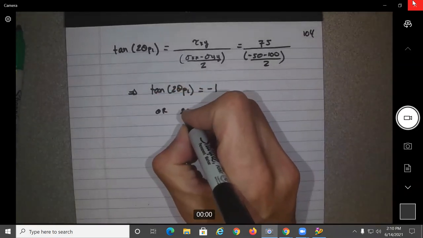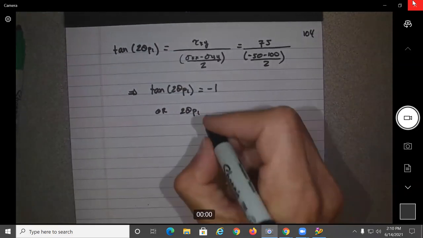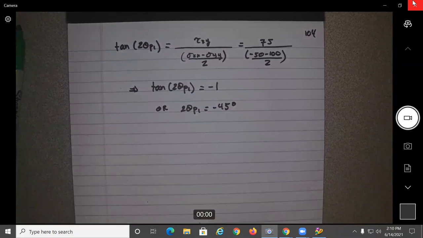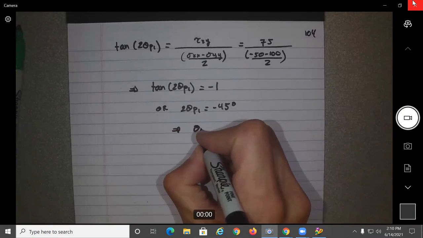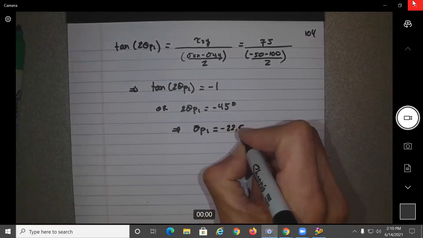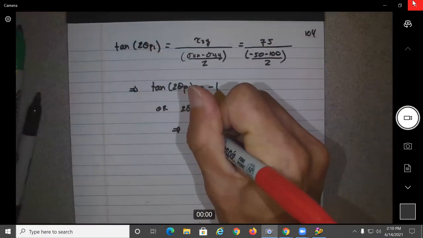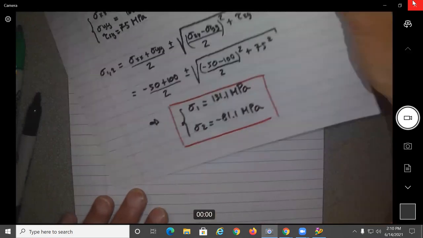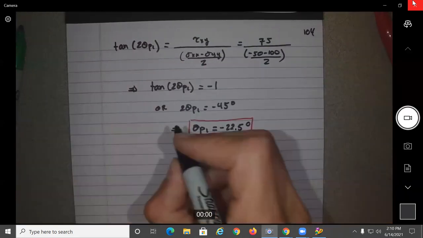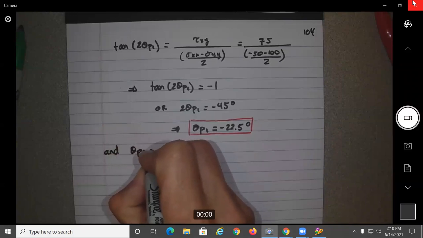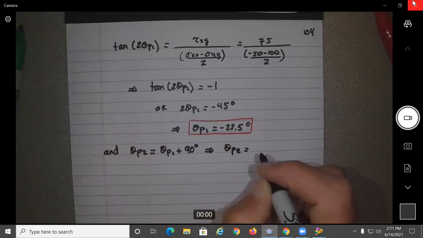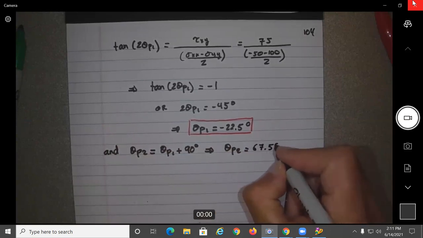Which means that 2 theta P1 will be equal to minus 45 degrees. I hope you know how to do that on your calculator, you do the arctangent or the inverse tangent. So this will give you that theta P1 is equal to minus 22.5 degrees. And maybe I could have done the same thing with this. All right, and we knew that the angle for principal stress 2 will be equal to theta P1 plus 90. So this will give us that the angle for the second principal stress is 67.5 degrees.